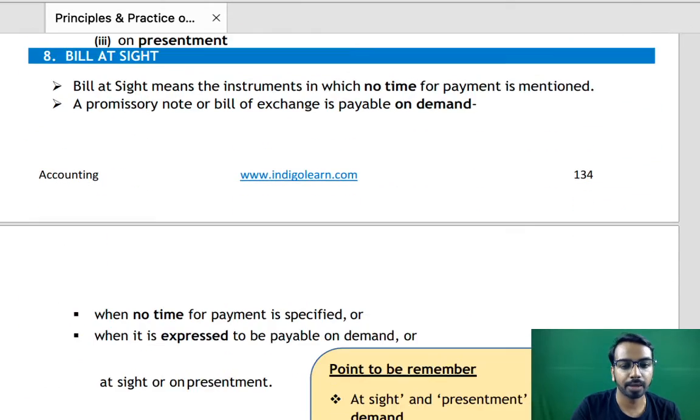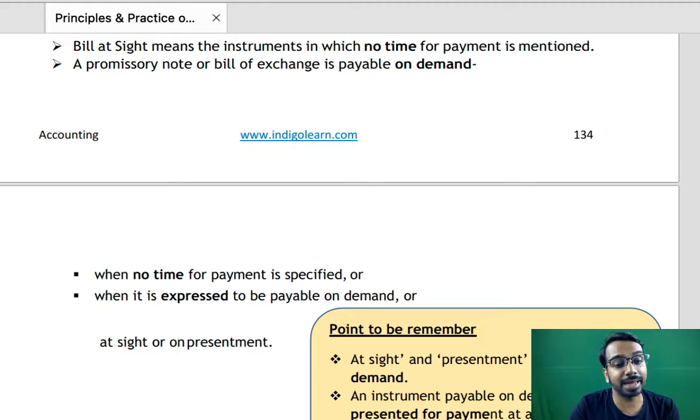So we said bills presented at sight. That means bills are presented or bills are payable on demand.